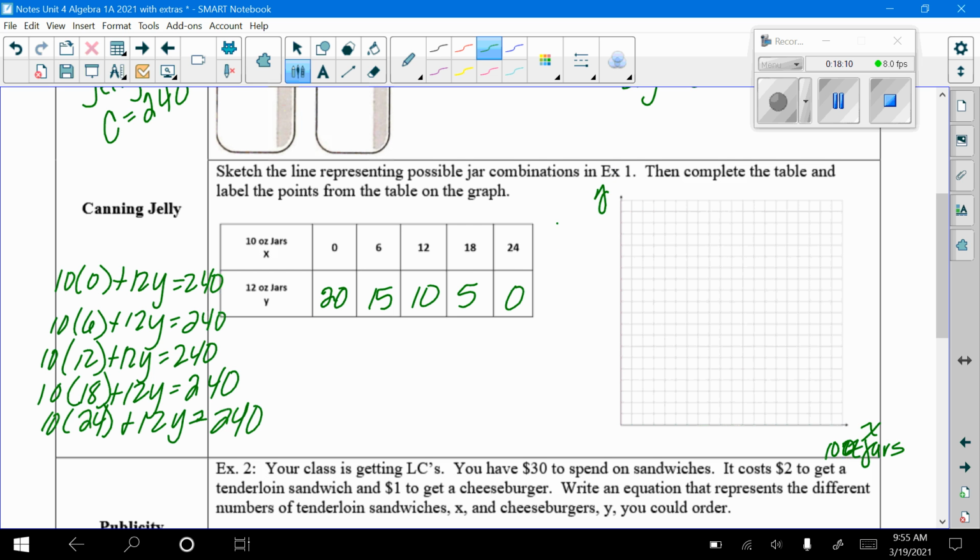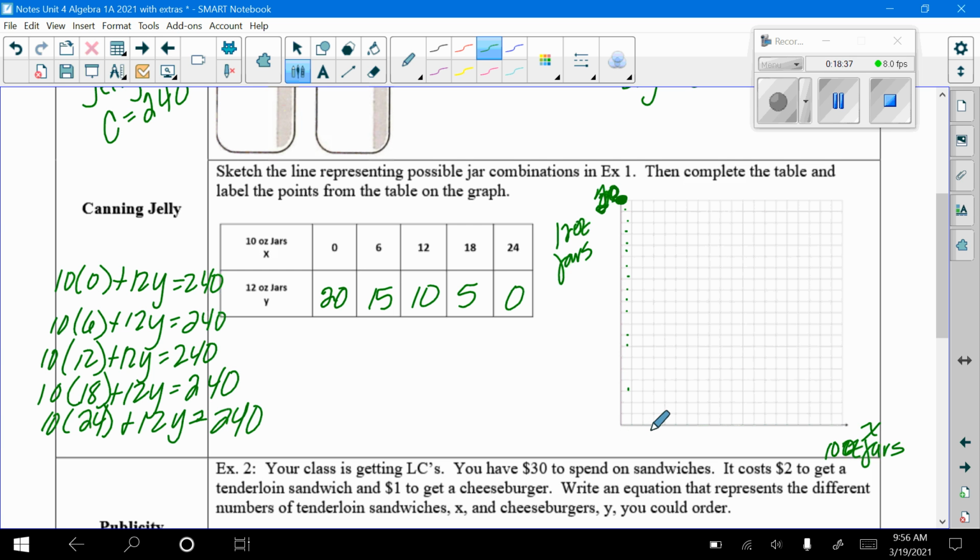Y is my 12-ounce jars. So I know at 0, 20, so I need to go all the way up to 20. 1, 2, 3, 4, 5, 6, 7, 8, 9, 10, 11, 12, 13, 14, 15, 16, 17, 18, 19. It'll go all the way to 20. So I can say 20 is here. 0, 20.